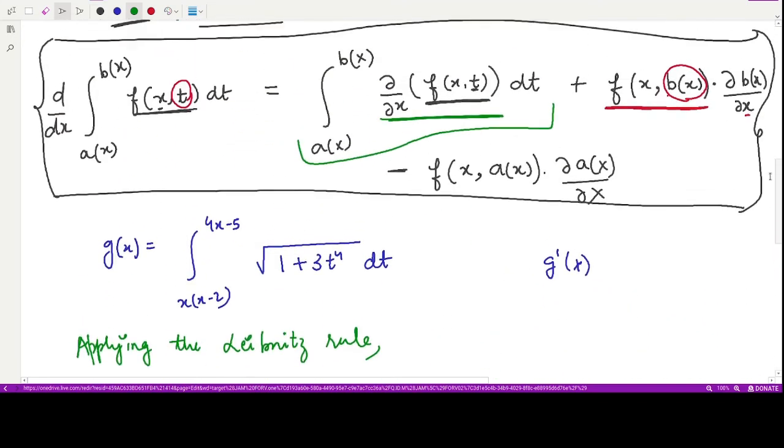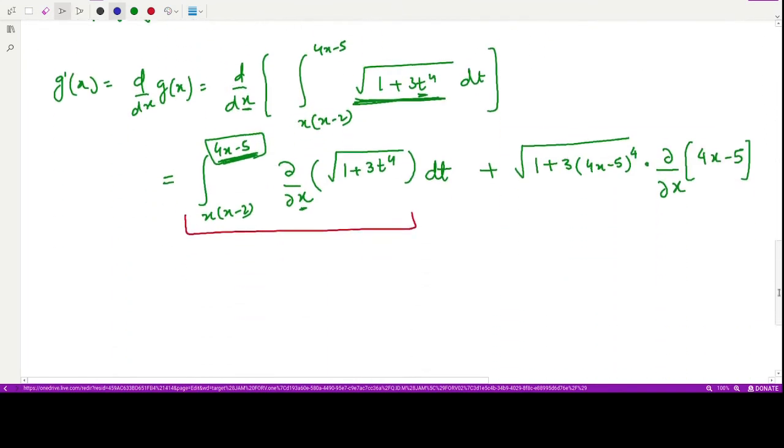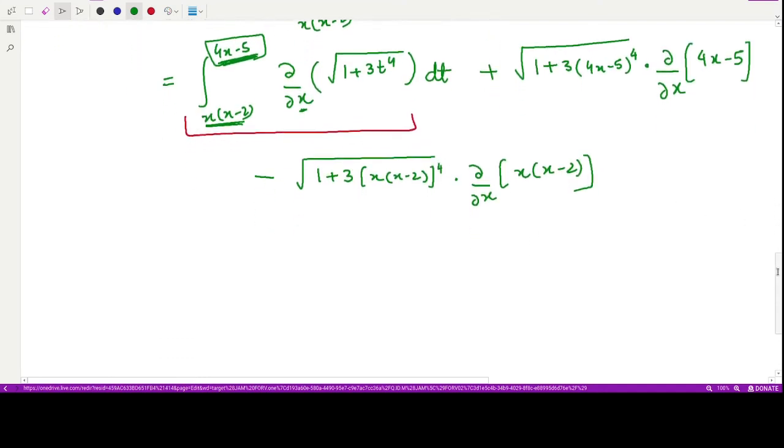And for the third step, we are writing the function's value where instead of t we are now writing the lower limit, and we multiply that with the partial derivative of this lower limit with respect to the variable x. So it would be minus the function's value evaluated at the lower limit. The lower limit is x minus 2 raised to power 4, and then we write the partial derivative with respect to x of this lower quantity, that is x minus 2, right? So now let's solve this. This is when you apply the Leibniz rule.